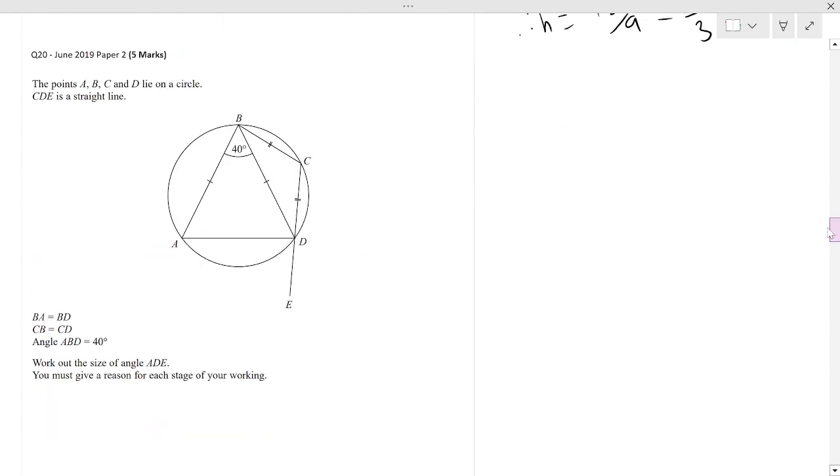Question 20 now. We have circle theorems. We're given four different points on the circle, A, B, C, and D. We're given a straight line here, and we're given an angle measured. BA, we're told, is equal to BD. We can see this because there's a line here, and that line means that they're equal in size. And CB here is also equal to CD. So the two dashes represent that it's equal to the other two-dashed line. Okay, cool. We need the size of angle ADE.